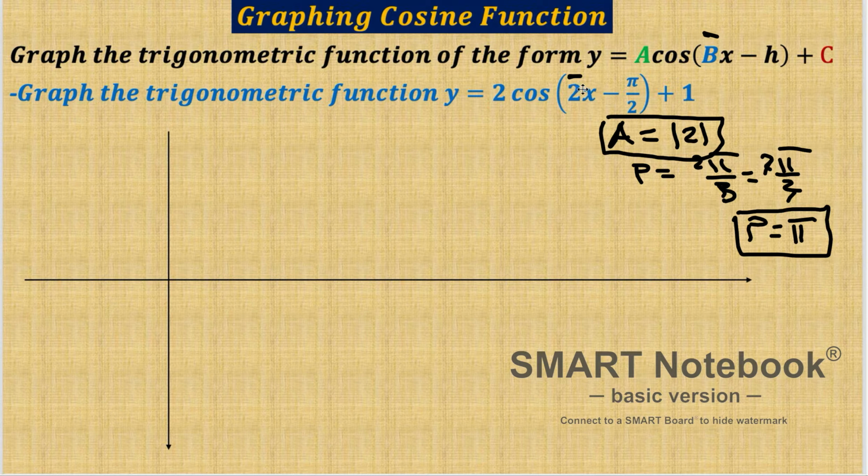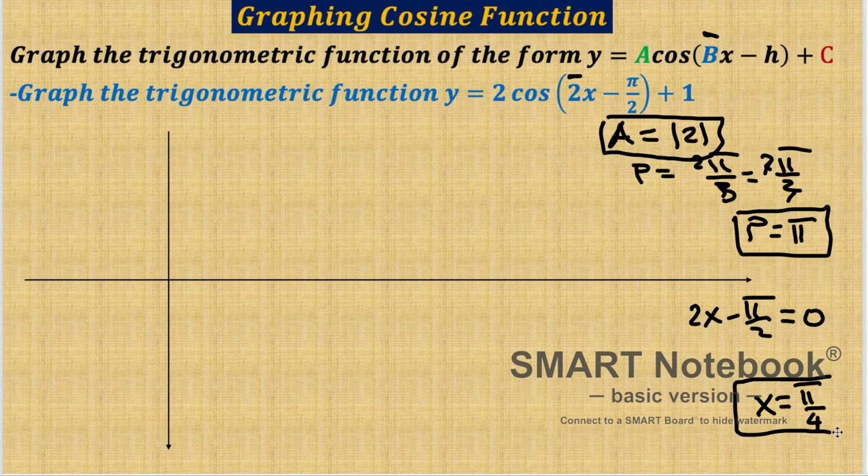So now we need the phase shift. We take what is inside the parentheses here and equate it with 0. We write 2x minus pi over 2 is equal to 0, and we solve for x. When we solve this for x, x is going to be equal to pi over 4. So this is easy stuff, so I'm just giving the result in this case. The phase shift is pi over 4.